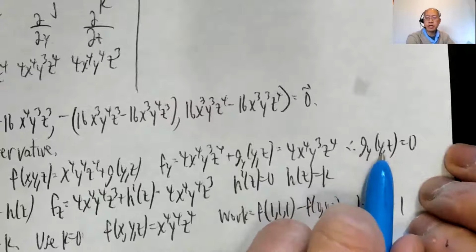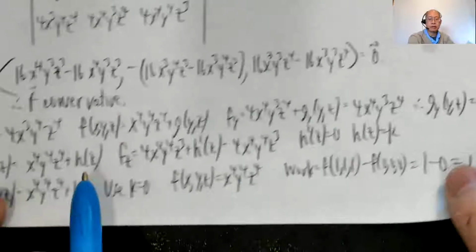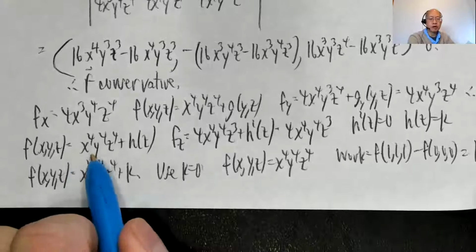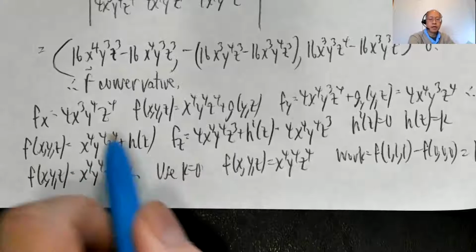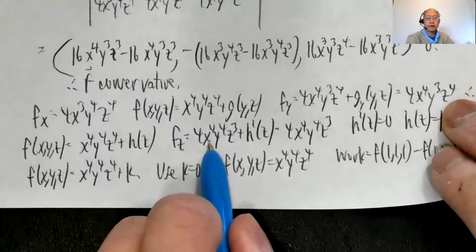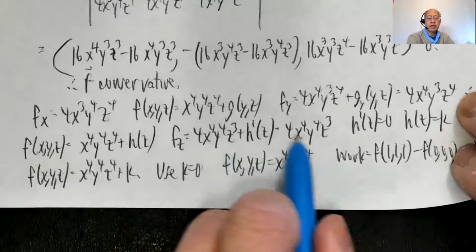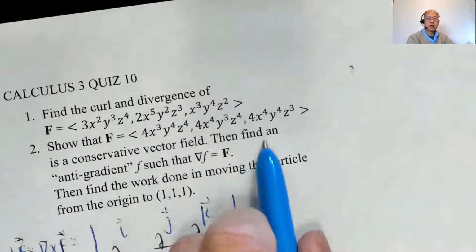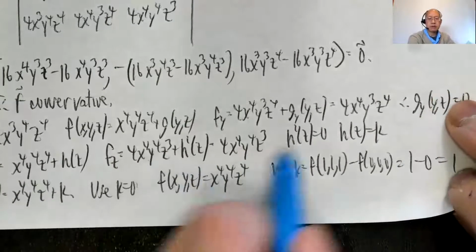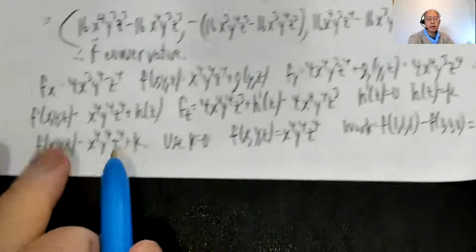Partial with respect to y of g has to be 0, which means there is no y, but it potentially could still be a z. So f of x, y, z is x to the 4th y to the 4th z to the 4th, plus h of z. Now f_z, partial with respect to z, is 4x to the 4th y to the 4th z cubed, plus h prime. Set that equal to the R component, 4x to the 4th y to the 4th z cubed. That's the same as that. That means h prime of z is 0, h of z is k.